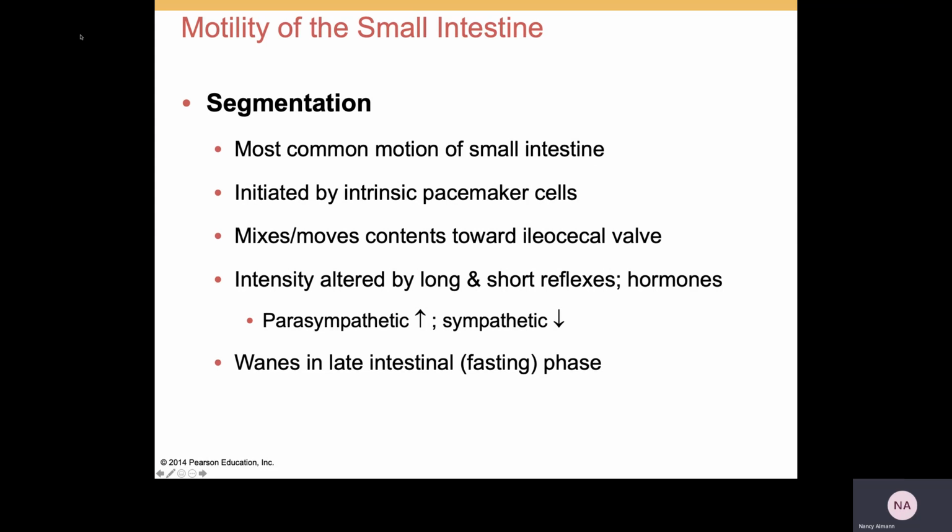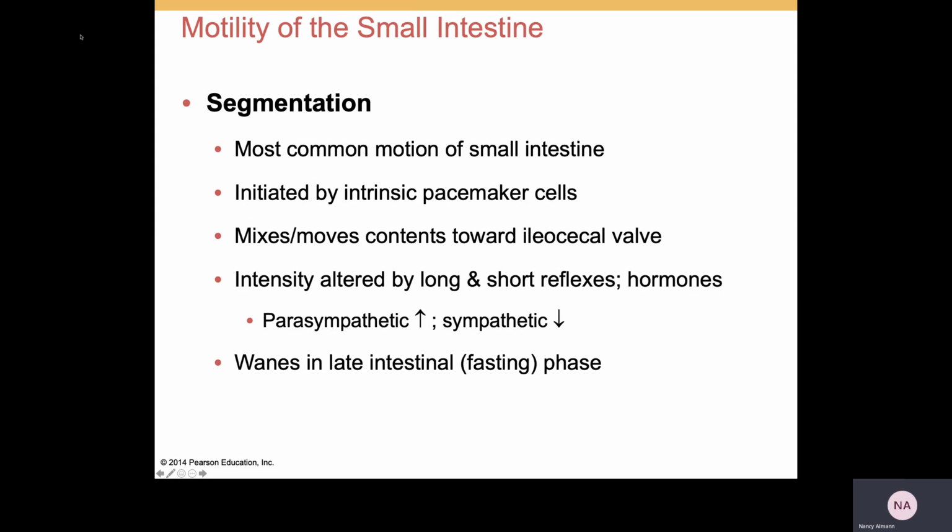We have discussed segmentation and peristalsis in earlier sections of the GI tract and elsewhere. The most common motion of the small intestine is segmentation. That is because you need to mix the material in the small intestine with all of the secretions of the small intestine. And you also need to move that material down towards the ileocecal valve.